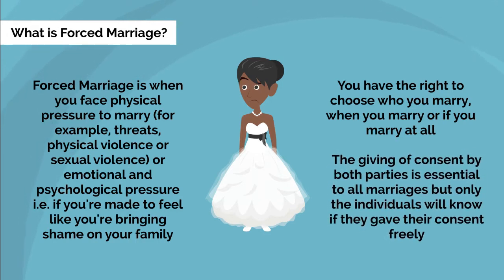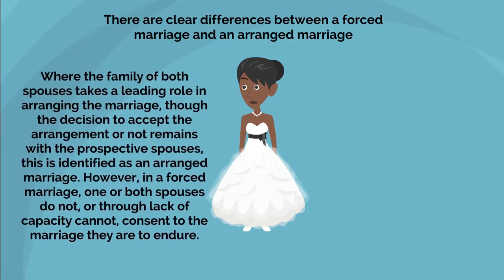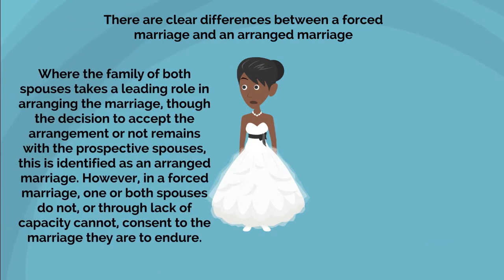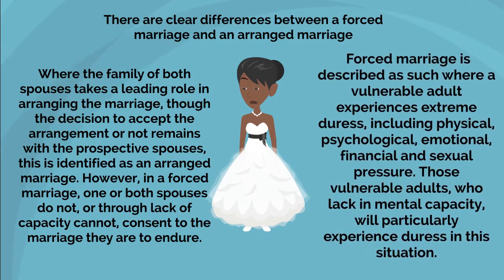The giving of consent by both parties is essential to all marriages, but only the individuals will know if they gave their consent freely. There are clear differences between a forced marriage and an arranged marriage. Where the family of both spouses takes a leading role in arranging the marriage, though the decision to accept the arrangement or not remains with the prospective spouses, this is identified as an arranged marriage. However, in a forced marriage, one or both spouses do not, or through lack of capacity cannot, consent to the marriage they are to endure.